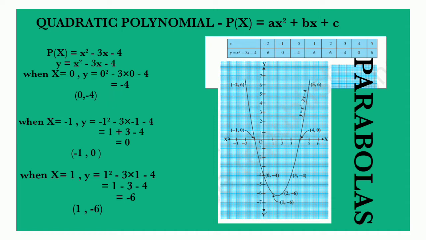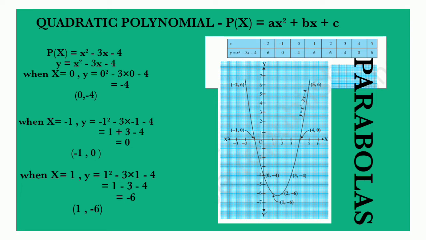Next I am taking x equal to minus 1. So what happened here? y equal to minus 1 square minus 3 into minus 1 minus 4. So minus 1 square is equal to plus 1. Minus 3 into minus 1 is plus 3, minus 4. So the answer is 0, because 1 plus 3 equal to 4, 4 minus 4 is 0. So the second coordinate is minus 1 comma 0.